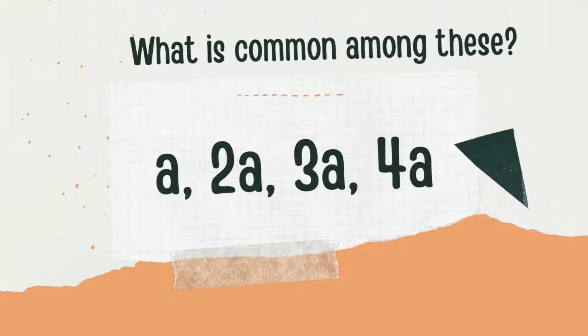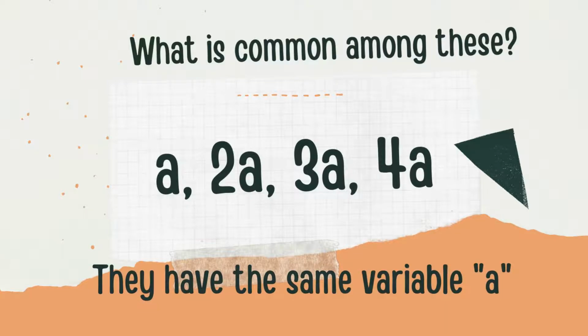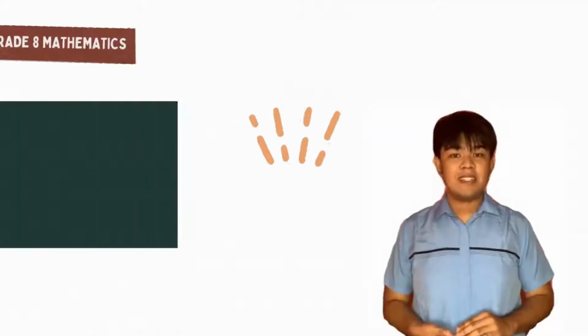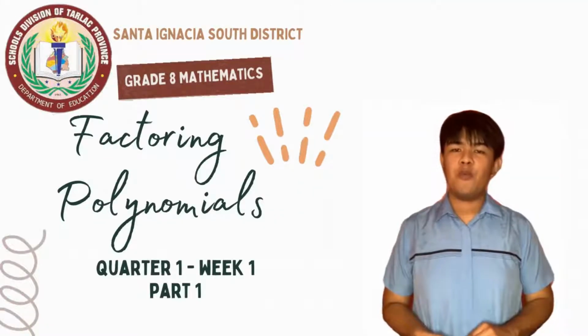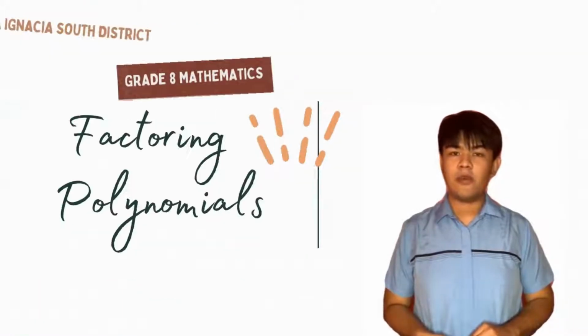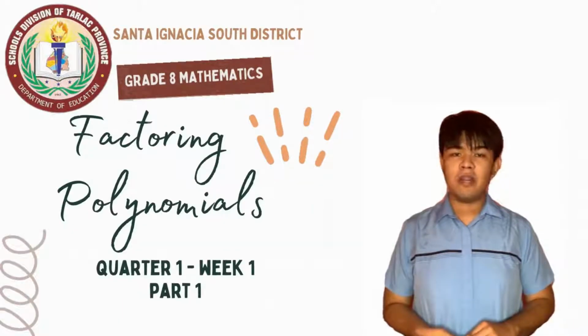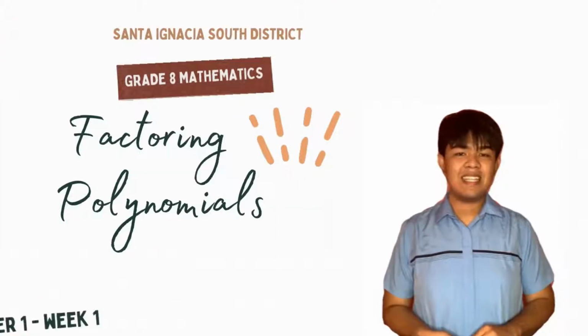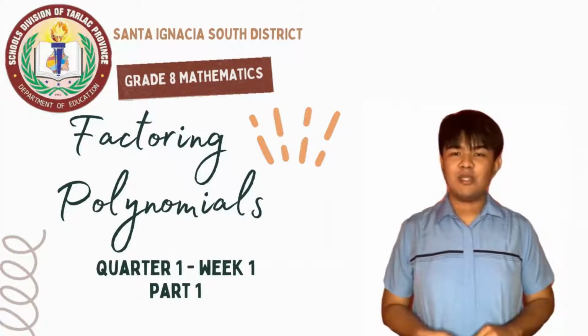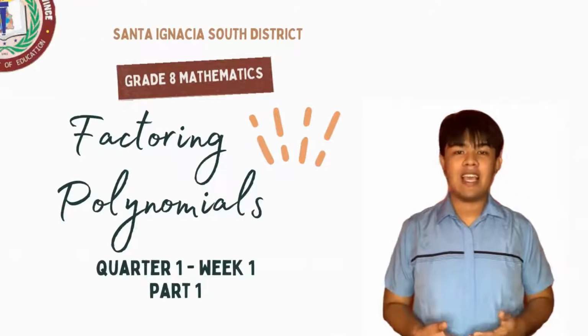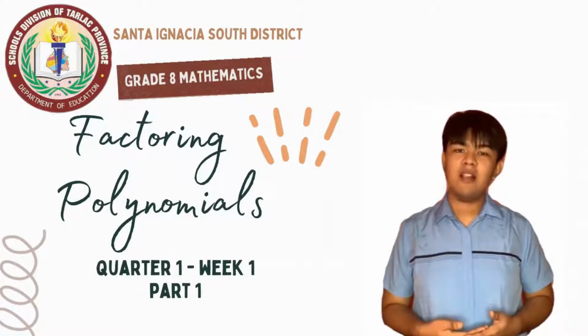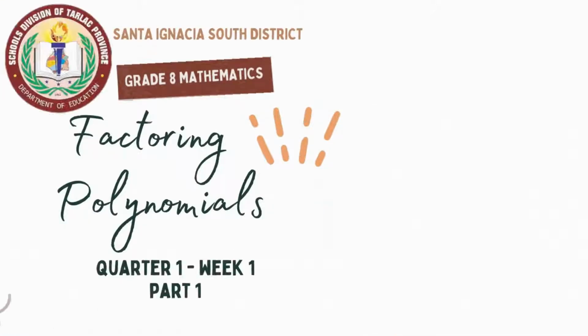How about on these expressions? a, 2a, 3a, and 4a? They have the same variable a. From the activity we had, we can say that we can also find commonalities in algebra, just like what we did in the numbers 2, 4, 6, and 8, and expressions a, 2a, 3a, and 4a. Now, let's learn how to factor polynomials with a common monomial factor.